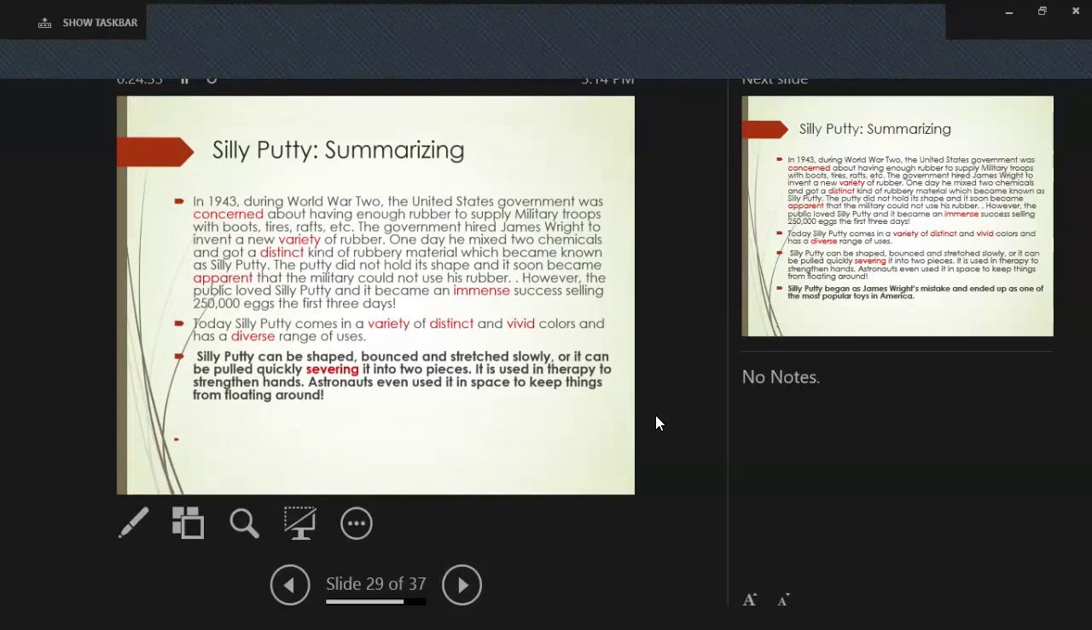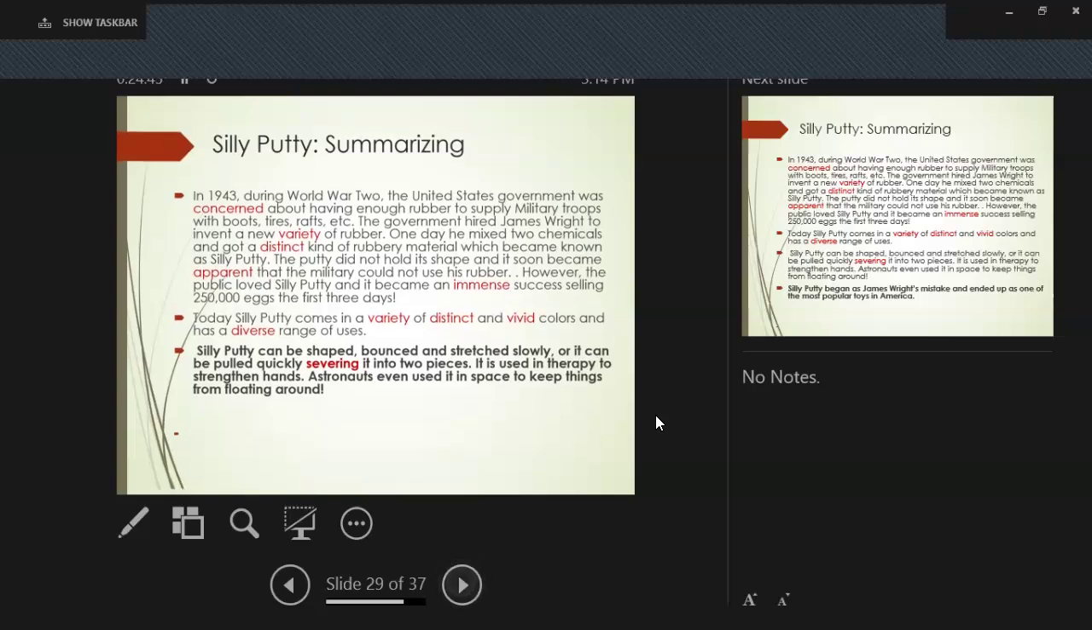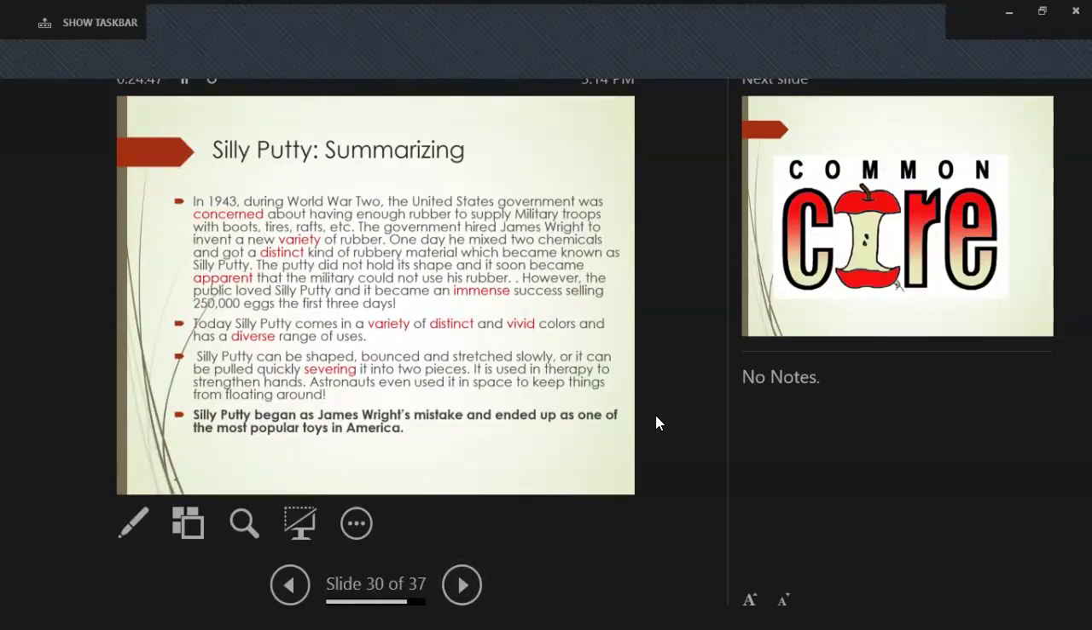Silly Putty can be shaped, bounced, stretched slowly. It can be pulled quickly, severing it into 2 pieces. It is used in therapy to strengthen hands. Astronauts even used it in space to keep things from floating around. Silly Putty began as James Wright's mistake and ended up as one of the most popular toys in America.